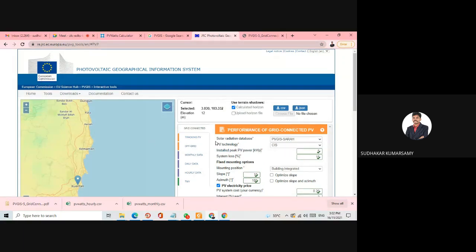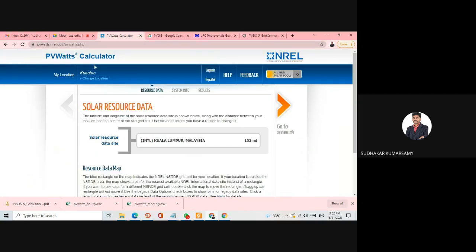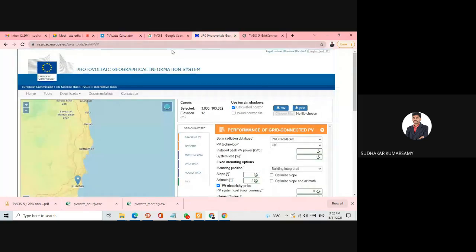This tool is basically given by European Commission, whereas this tool PV Watt is given by the NREL, US based one. So that is the only difference. This is US based and this one is based on European Commission. So both the tools are similar, more or less have the same feature, but slight difference you will find here with all this one.